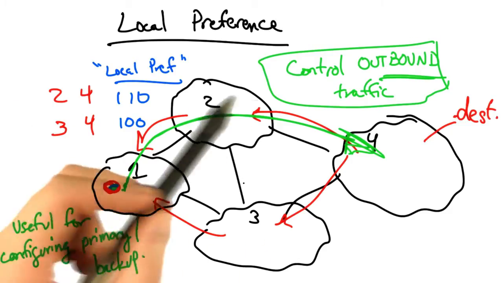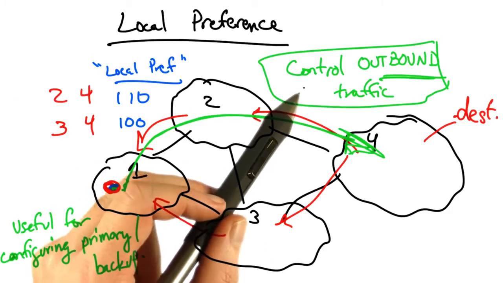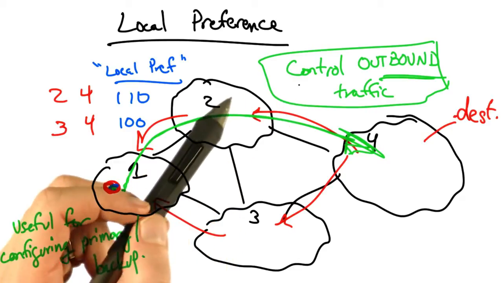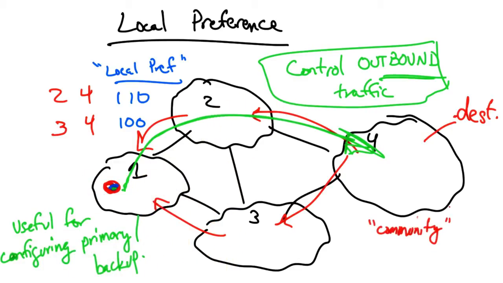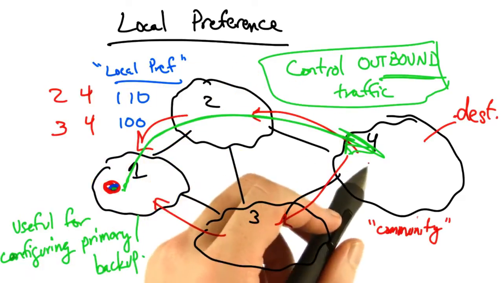Now, typically, as I mentioned, local preference is used to control outbound traffic. But sometimes autonomous systems can attach what's called a BGP community to a route to affect how a neighboring autonomous system sets local preference. A community is nothing more but a fancy jargon word for a tag on a route.